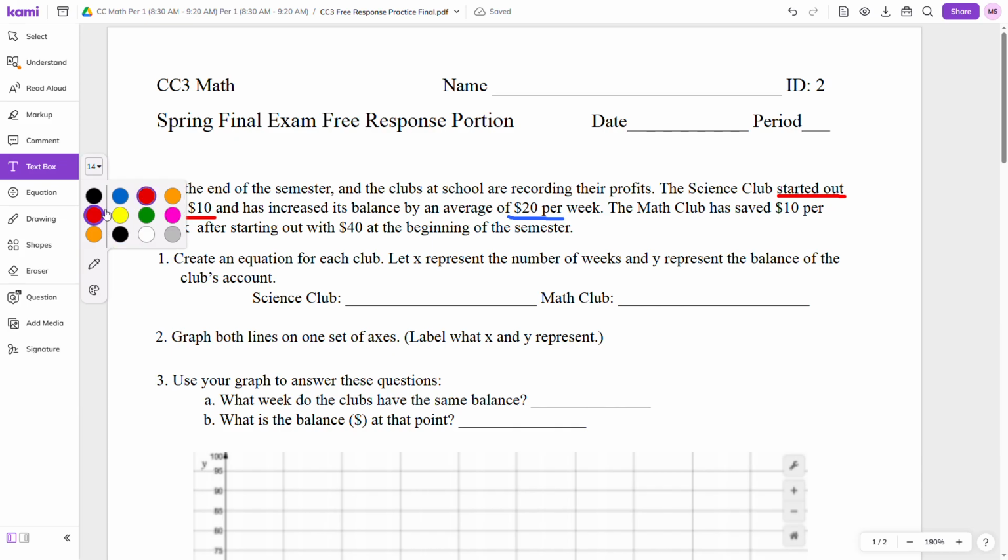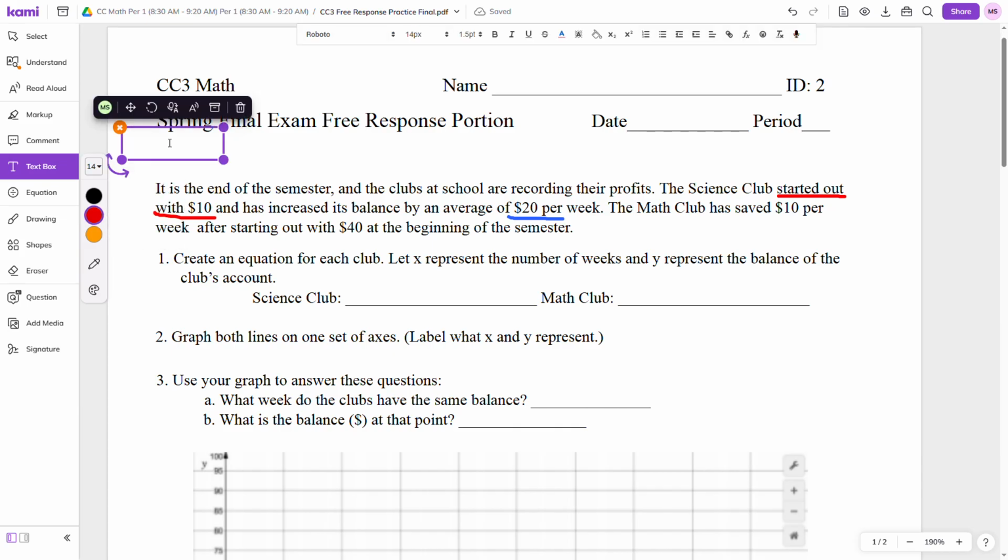And what I'm going to tell you is that starting, anything like that, starting value, that's going to be your y-intercept. And in terms of y equals mx plus b, it's the value that you put in for b.